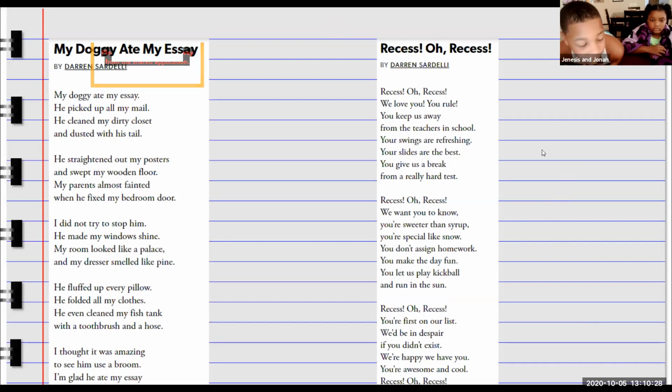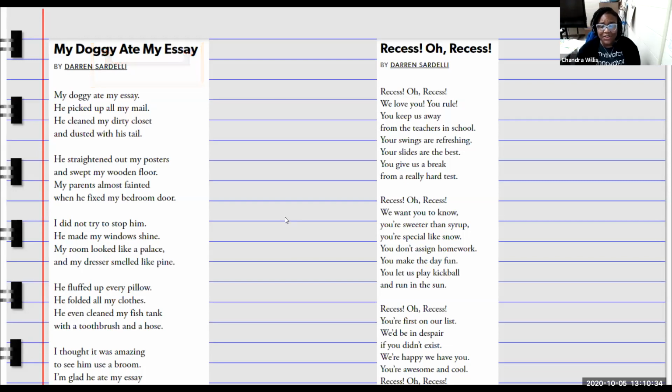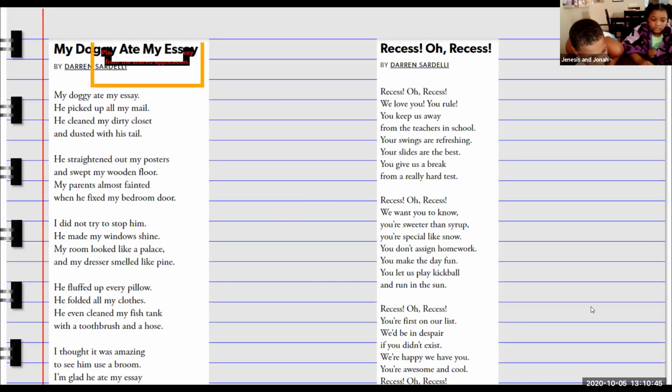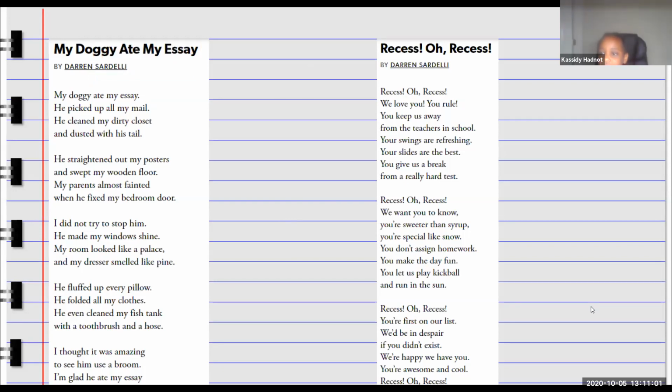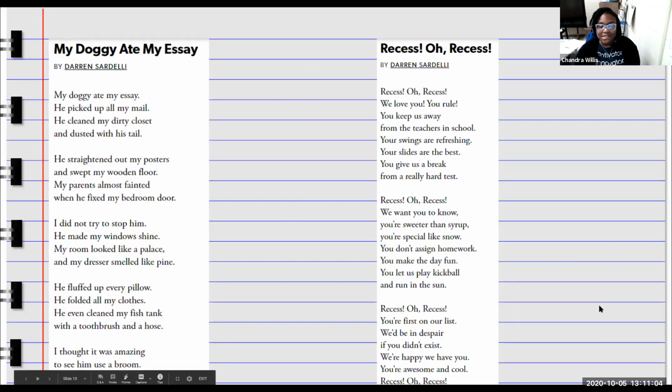The dog cleaned stuff. Yes, the dog cleaned, but how did he know how to clean all that stuff? Can a dog clean? So how did he know how to clean? Do you need some help? Yes, ma'am. Okay, let's have Cassidy help you because I see her hand up. How did that dog know how to clean? The owner probably taught him. Okay.